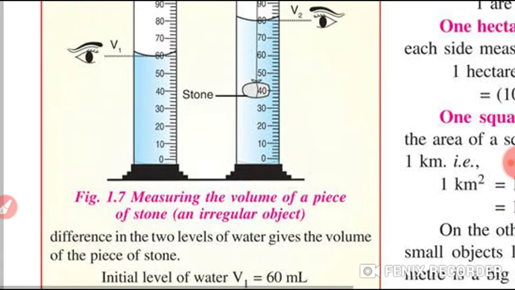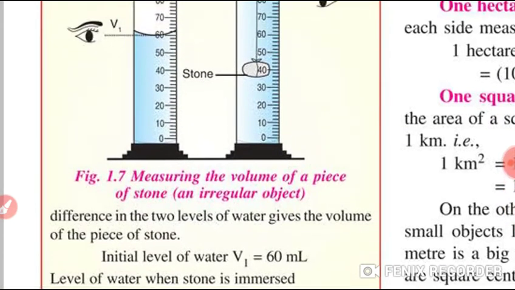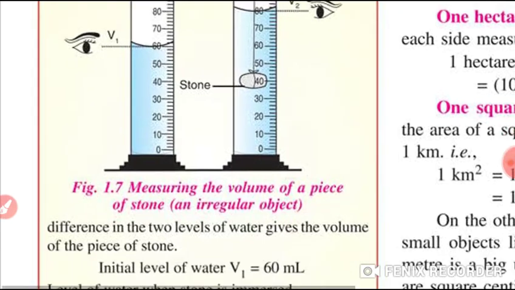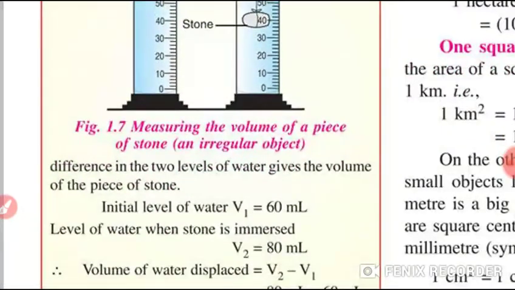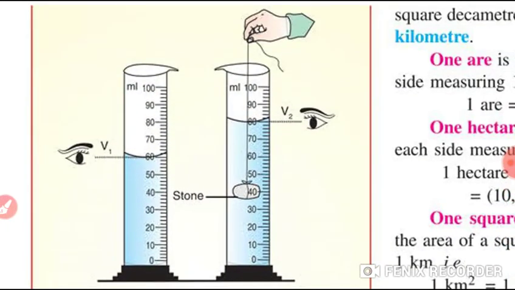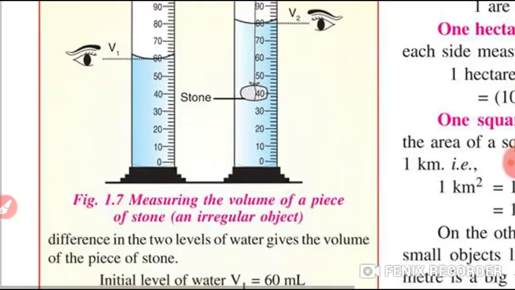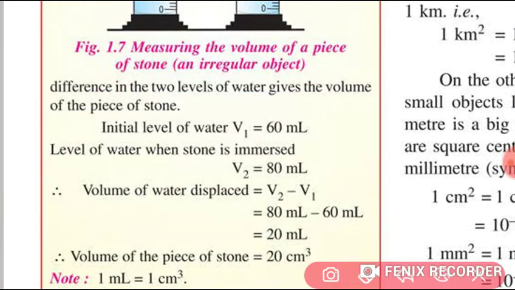In this figure, you are seeing that the initial level of water we have marked as V1 is 60 ml. Level of the water when the stone is immersed, how much does it become? 80 ml. Now, how will you find out the volume of the water displaced? What you have to do? Just V2 minus V1. Clear?